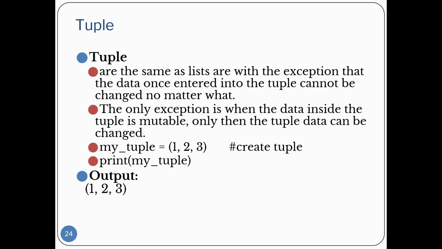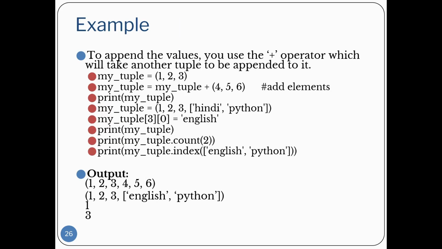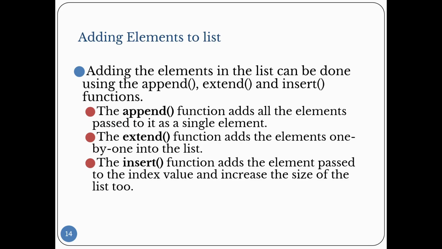inside round brackets. And there is only one exception to the tuple, which is that you can modify elements inside a tuple which are mutable. Like as I said, lists can be a part of tuple, and you can change the values of lists, but you cannot change values of numbers and strings inside a tuple. So to access elements inside a tuple, you can use slice operator or index, and it will give you the desired output. So now let's see the different functions which.